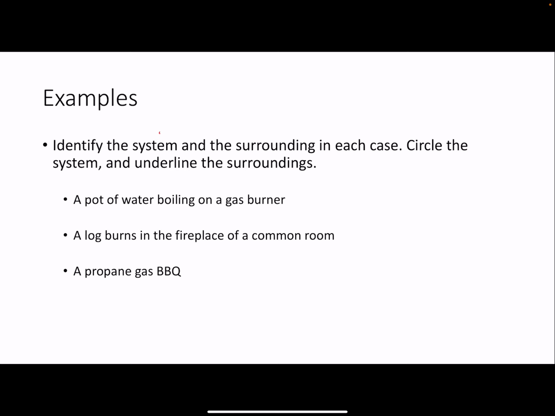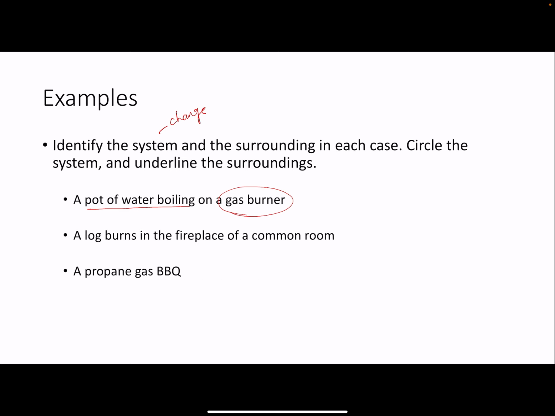So remember that the system undergoes the change. That's the key to starting with identifying that in this scenario. So a pot of water boiling on a gas burner. Really, the gas burner is the system because it is undergoing the change, and the water is the surroundings because it is benefiting from the gas burner. The water doesn't boil unless it's absorbing the heat from the burner itself.